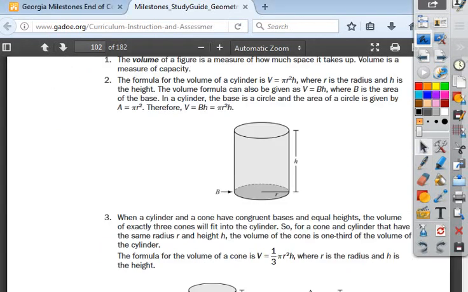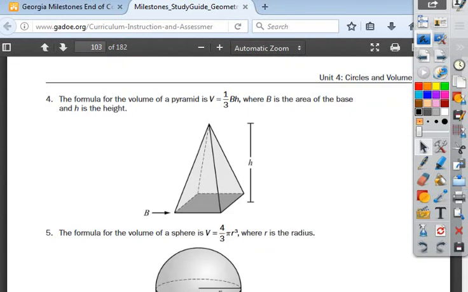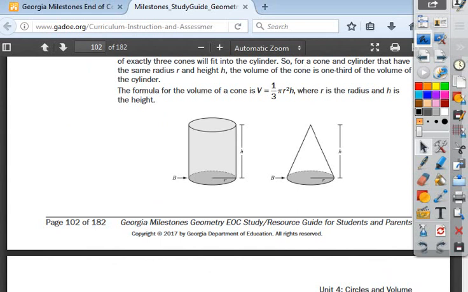All right, volume, they're going to give you the formulas. All you got to do is plug them in. Now remember, when they say capital B, they're talking about the area of the base. Well, the base is a rectangle, so that's length times width. If it's here, that's a circle, so that's pi r squared.